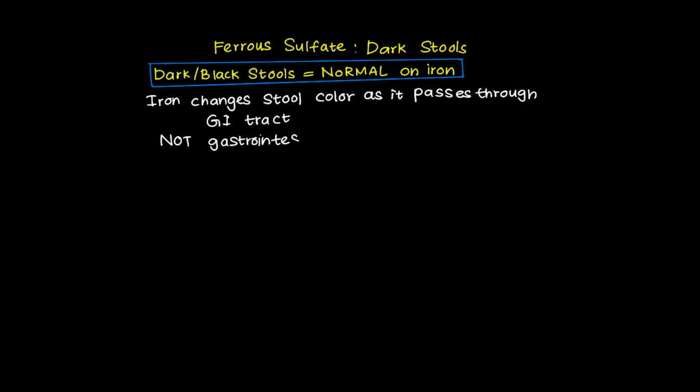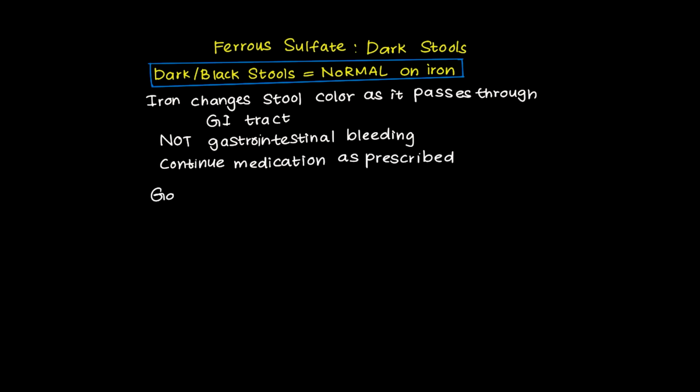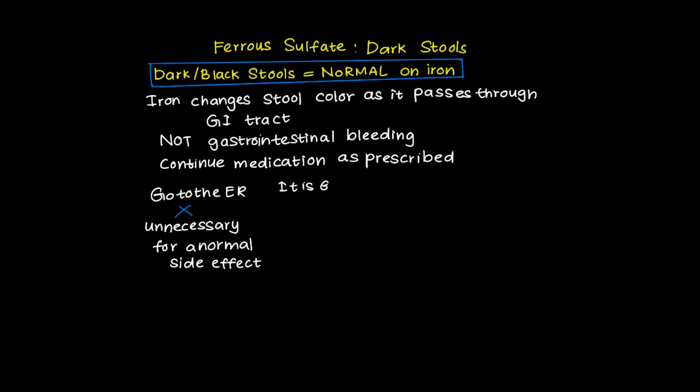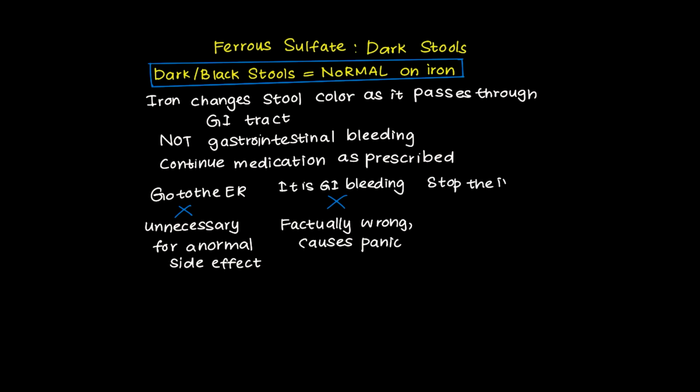Tarry stools from a GI bleed have a different consistency and smell compared to the simple color change from iron. The patient should continue taking the medication as prescribed. Sending them to the emergency department for a normal drug effect is a disproportionate response. Telling them it is GI bleeding would cause unnecessary panic and is factually wrong. And stopping the iron supplement deprives an anemic patient of treatment they need over a harmless cosmetic change in stool color.